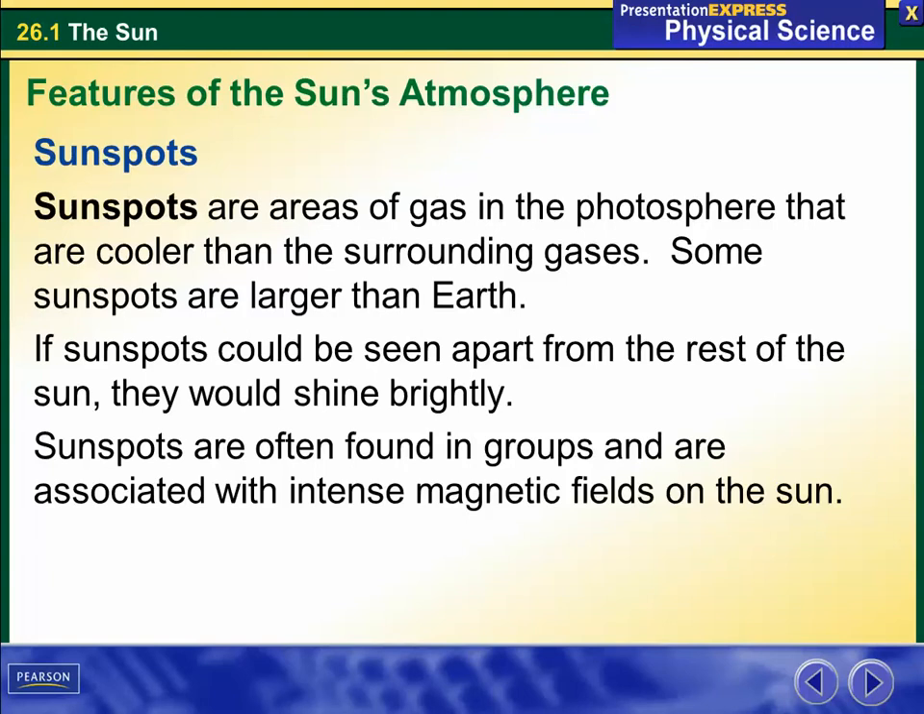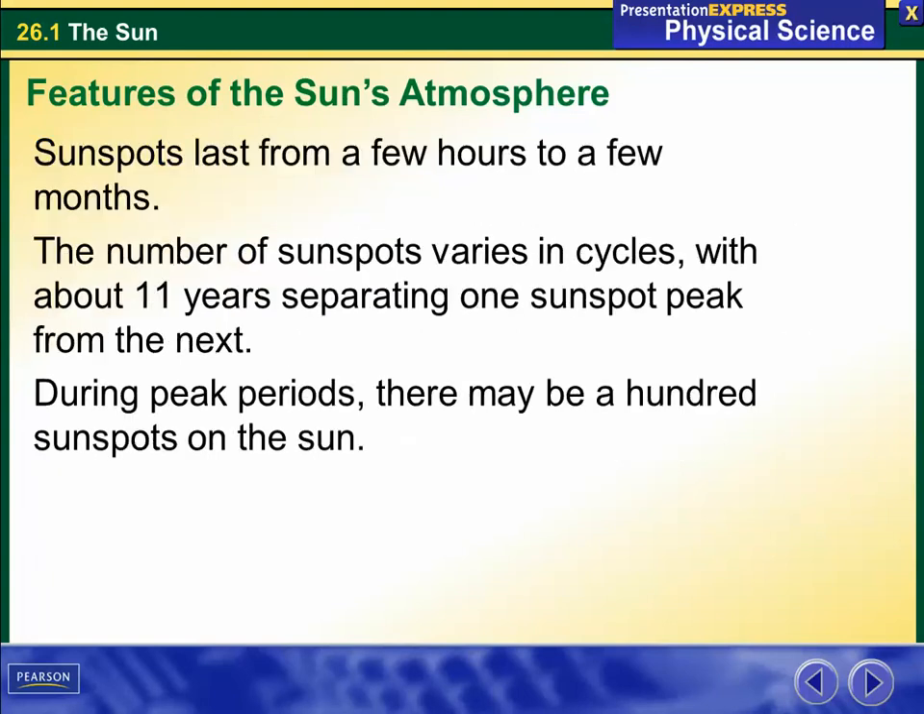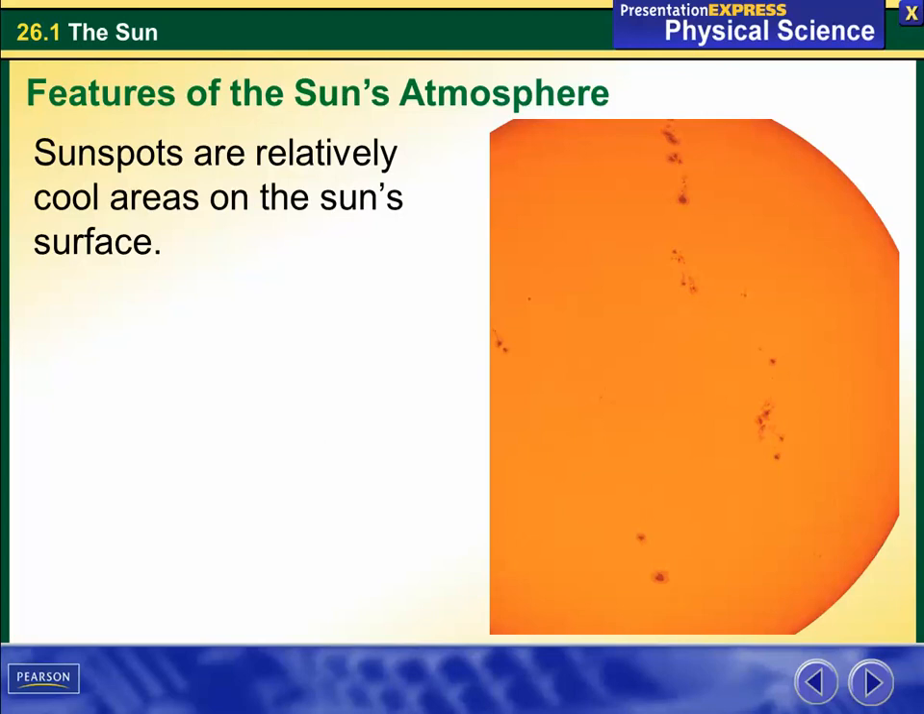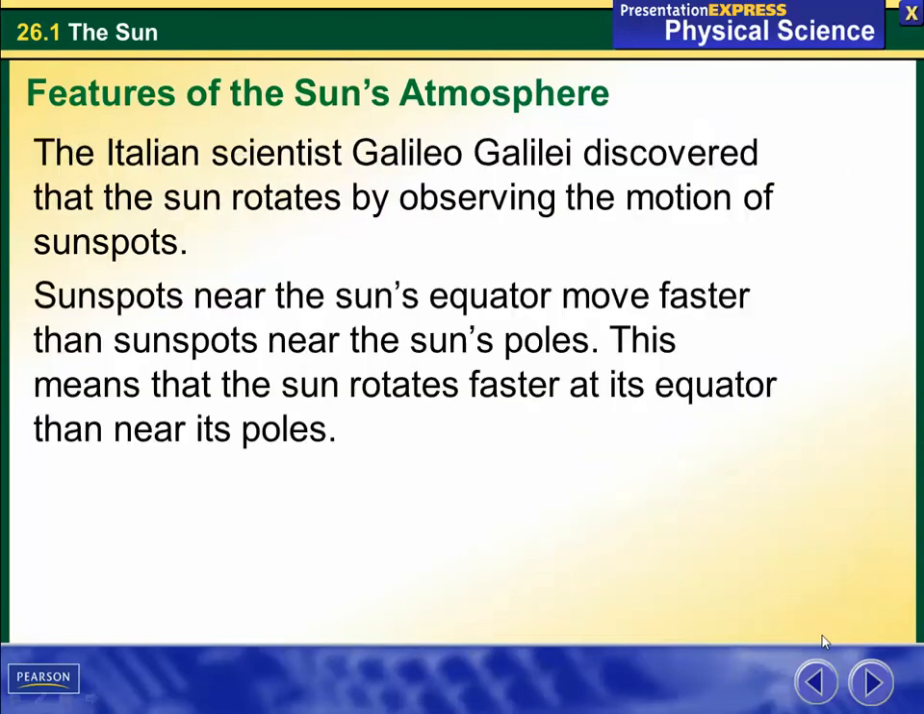So just understand that a sunspot is an area on the surface. They can last from a few hours to a few months. The number of sunspots will vary in cycles, with about 11 years separating one sunspot peak from the next. During the peak periods, there may be as much as 100 sunspots on the sun. So there will be times where there's a ton, but then it'll go back down to where there's not very many, and they move in cycles. Here you can see some of the sunspots on the surface of the sun, areas of cooler gases.